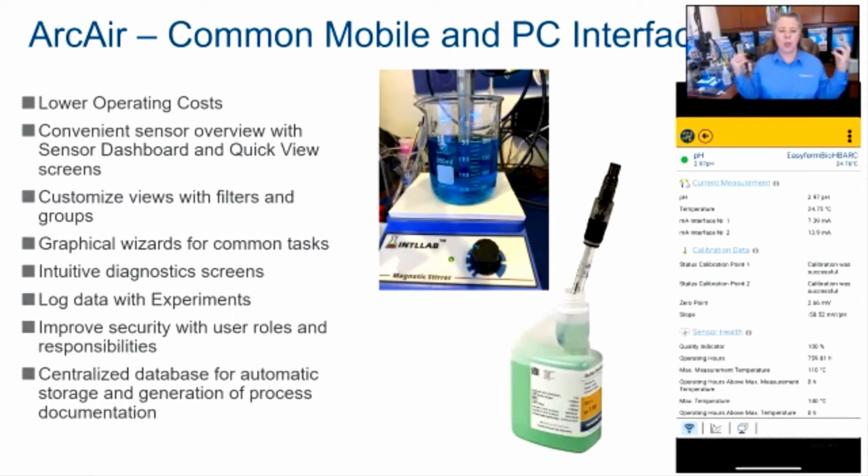So Arc Air and the Arc sensors, the intelligent sensors, actually reduce your operating costs. They give you a really cool sensor dashboard. You can actually log data in them. They give you diagnostics. And generally, they're just a cool feature that takes a lot of the data tracking out of your work for you.